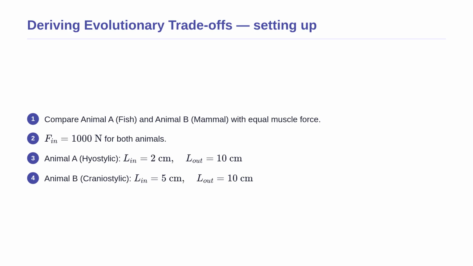Animal A is a hyostylic fish with a loose suspensorium and a short in-lever of 2 centimeters. Animal B is a craniostylic mammal with a fused suspensorium and a longer in-lever of 5 centimeters. Both have the same out-lever of 10 centimeters and both generate exactly 1,000 newtons of muscle force. By keeping the out-lever and muscle force constant, we can isolate and prove exactly how the evolutionary change in the in-lever affects feeding strategy.